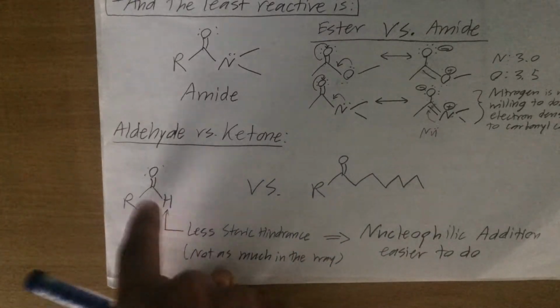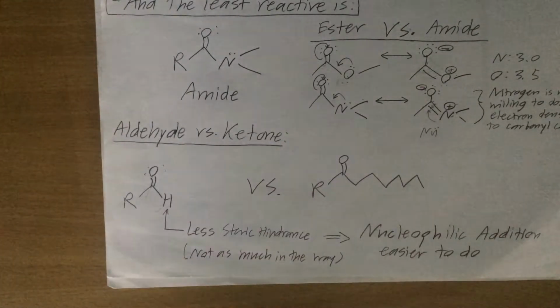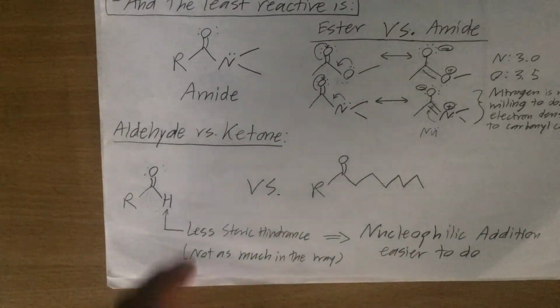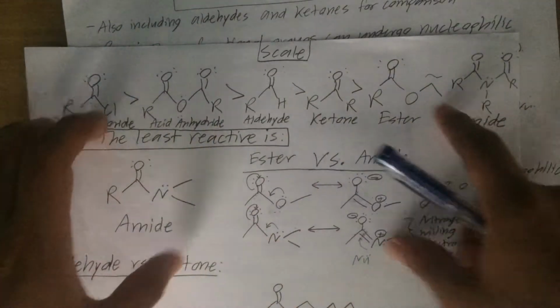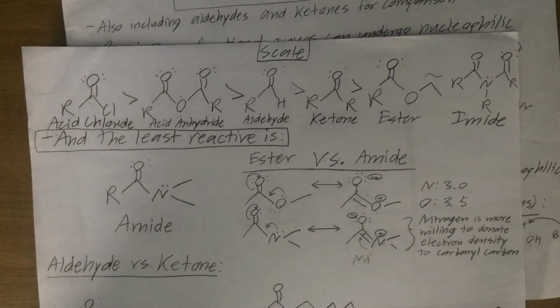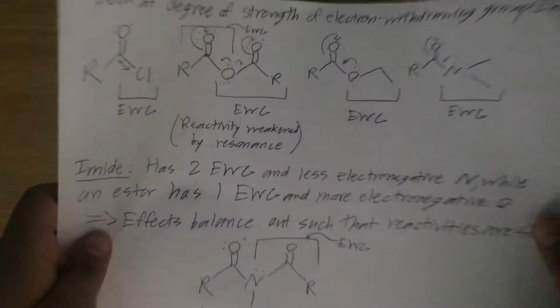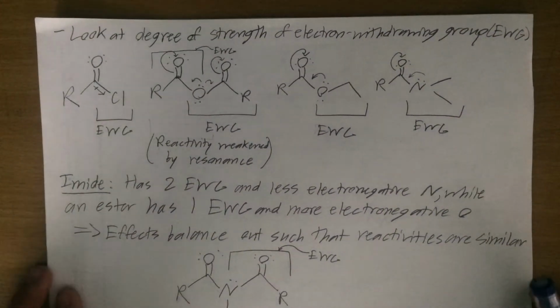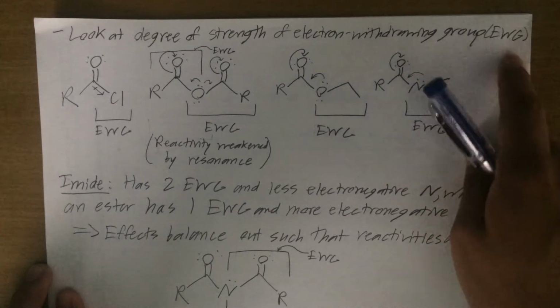So as a result, a nucleophilic addition reaction is going to be easier for the aldehyde compared to the ketone because there's less in the way. In the case of the aldehyde, it only has a teeny weeny hydrogen. Okay. So we can continue to analyze why the reactivity scale is in this order using the power of electron withdrawing groups. So we have to look at the degree of strengths of electron withdrawing groups, which have the abbreviation of EWG, okay?